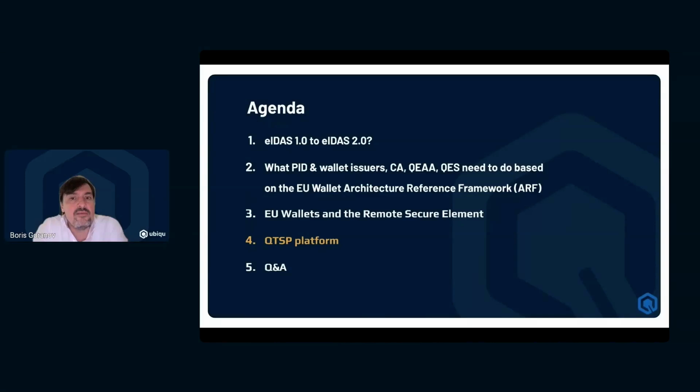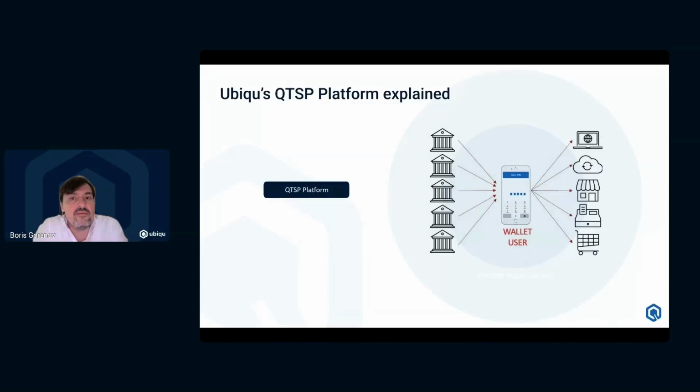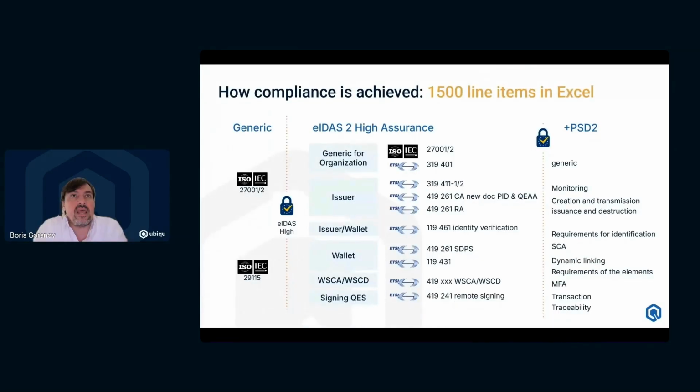Now, we've talked about wallets, we have talked about secure elements. Now we go to the issuers, as we started with. The PID issuer or the wallet unit attestation issuer, they all need to become a QTSP. And what we at Ubiqu have done is we have created a QTSP platform so that we can help issuers become QTSP at scale. So what does it actually mean to become a QTSP? To become an issuer that issues verifiable data that can be trusted.